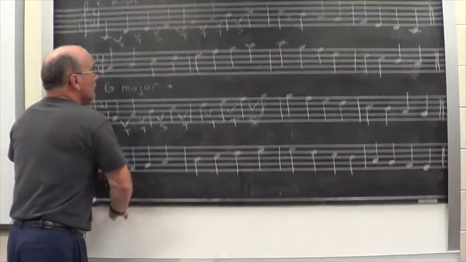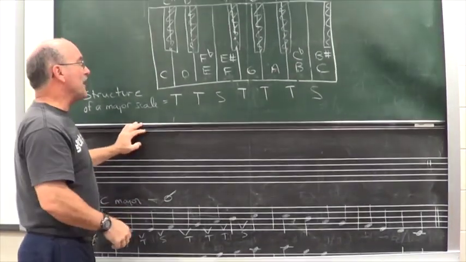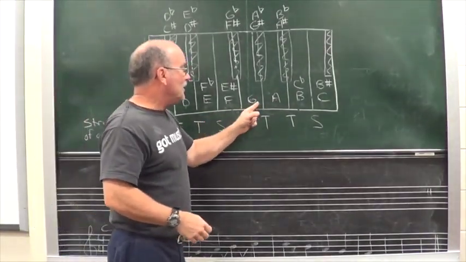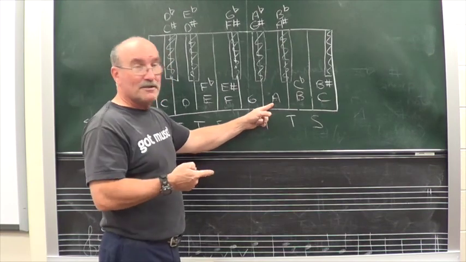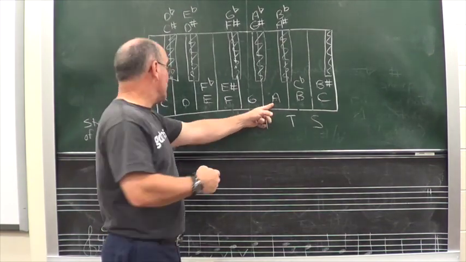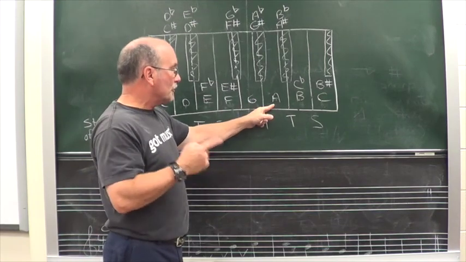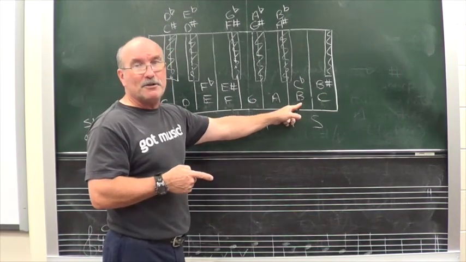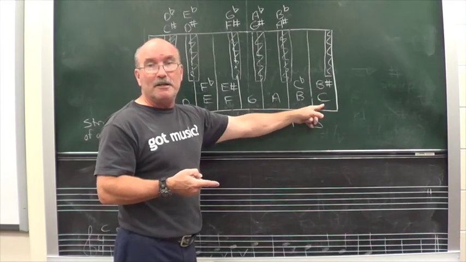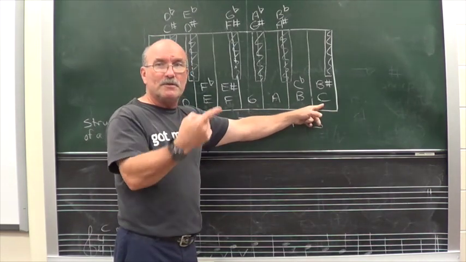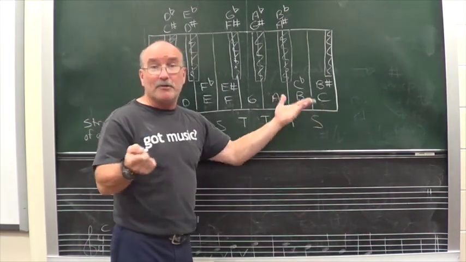So, we look at our piano keyboard. Now I'm going to bounce back and forth, but just let's do it. From G to A has to be a tone. It is. This is the structure of a major scale. Tone, tone, semitone, tone, tone, tone, semitone. So G to A is a tone. Good. A to B has to be a tone. It is. From B to C must be a semitone. Remember, tone, tone, semitone. And it is, so I don't have to do anything.